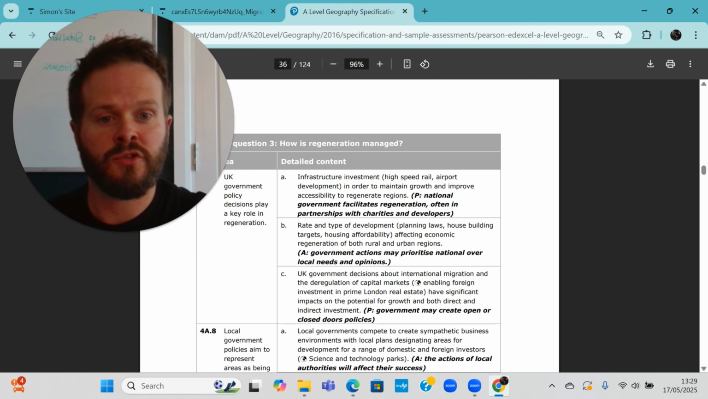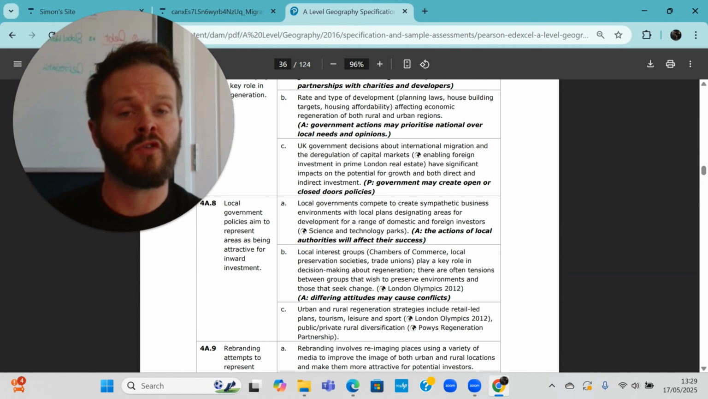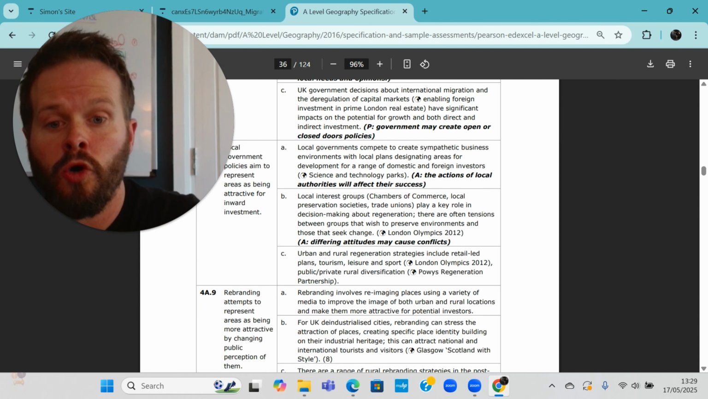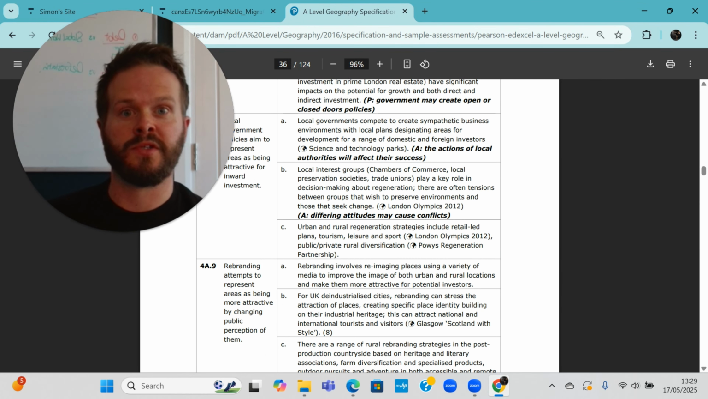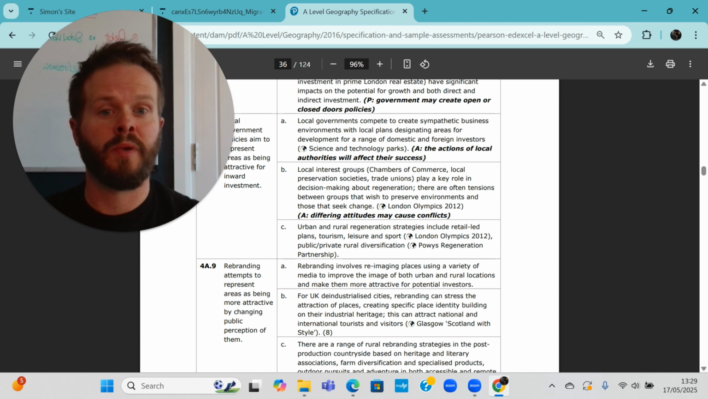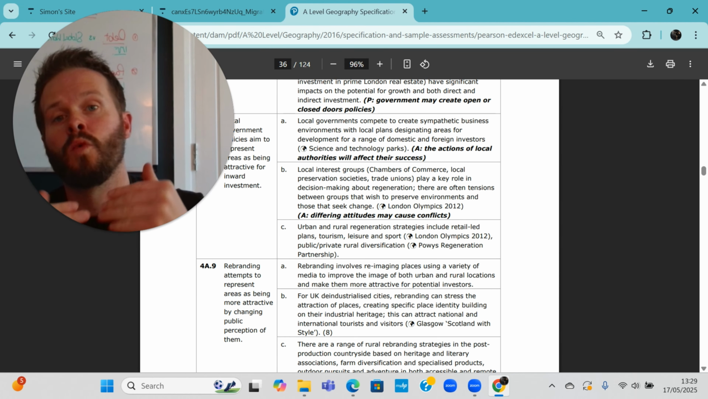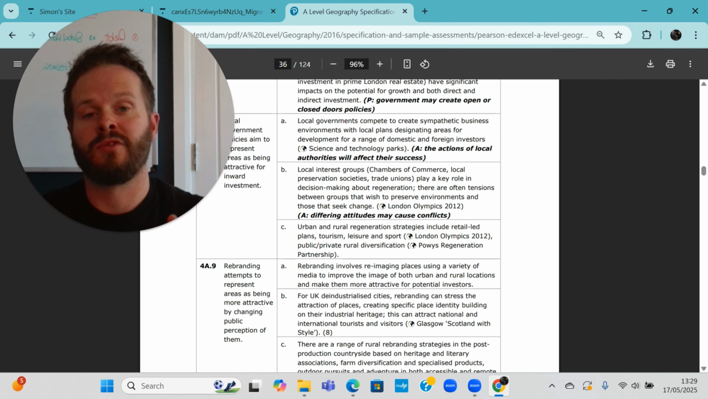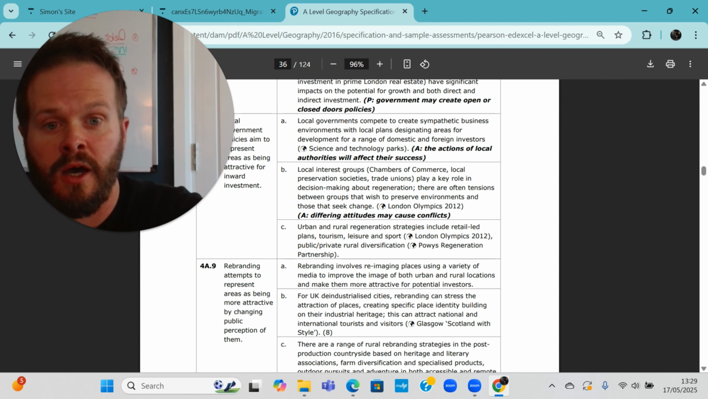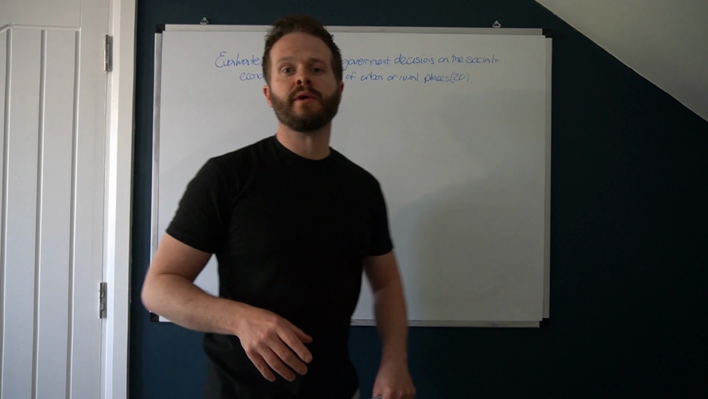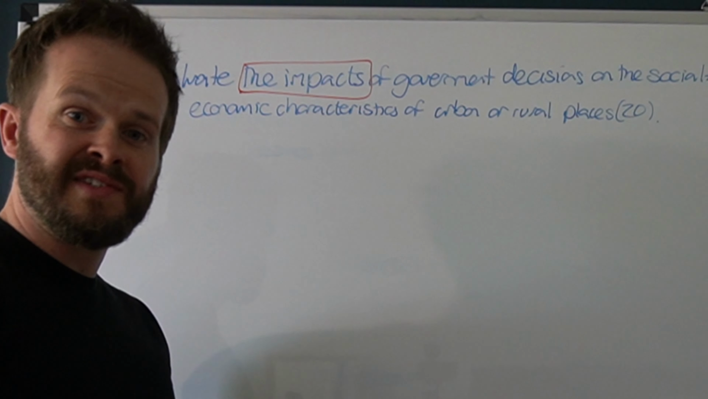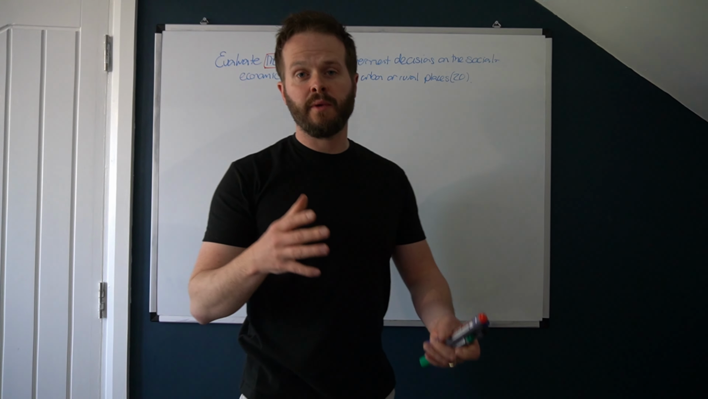But then my evaluative paragraphs could be something along the lines of maybe local governments are more effective, or there might be other groups like developers, community groups. These are all possibilities, but I've got my content ideas a lot quicker because I can work out what areas of the specification they relate to, and I know the boxes that are around it. Now we know that, we can go into our question breakdown. So as you can see, this is slightly different. This is an evaluate the impact question.